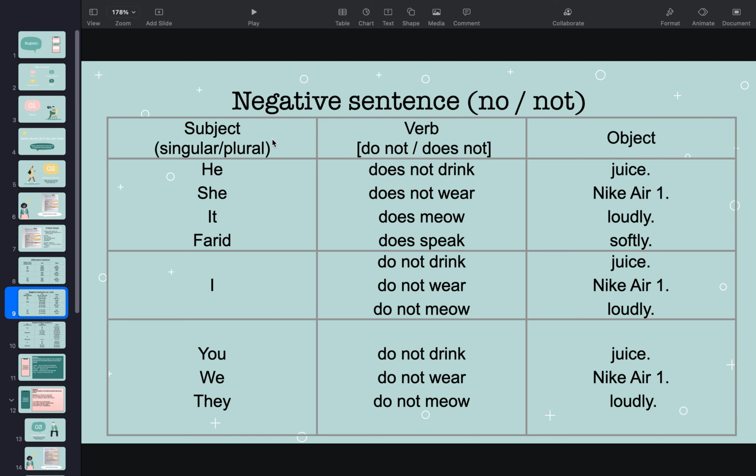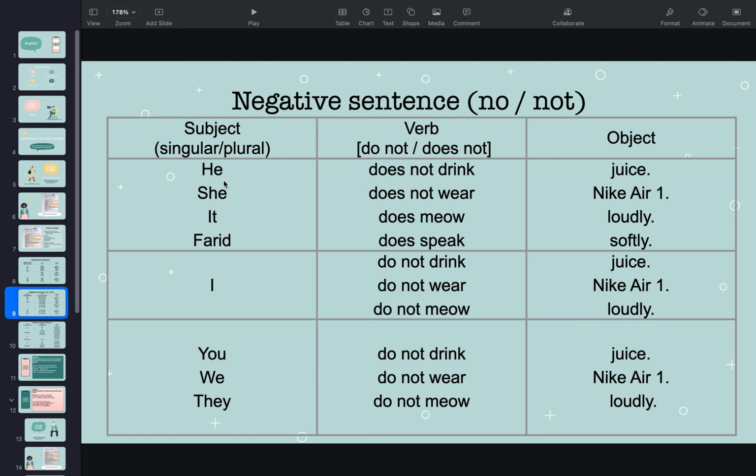Alright, so for this part, pay attention to the verb. Do not is for plural noun. Does not is for singular noun. Now, he, she, it, Farid. These are the singular noun. So, bila orang itu satu atau benda itu satu, kita nak cakap dia tidak, dia tak. Okay, so pakai ni. Does not.